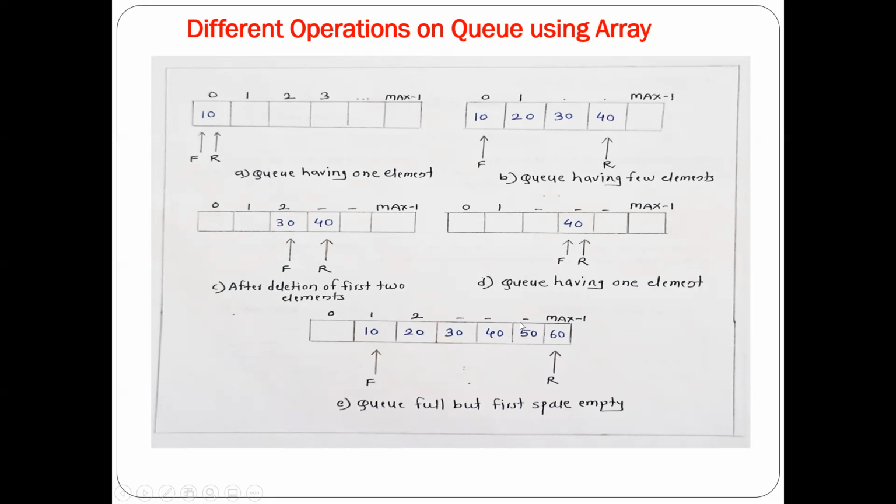But as the rear is at the last position, if I want to implement the insertion operation after this, it is not possible for us, because the rear is at the max position. So this is actually the drawback of the linear queue. Though some of the first spaces are empty, we are not able to utilize those spaces as the rear is at the last position. So this is actually the drawback of the linear queue.